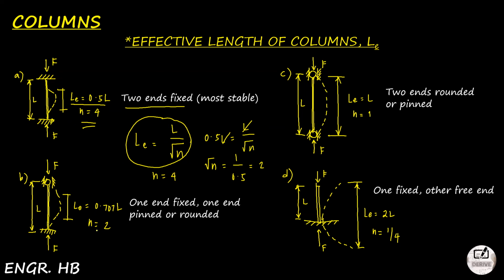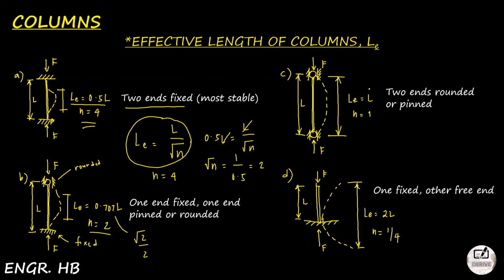So how about this letter B? So kapag ang 1n naman daw ay fixed, ito yung fixed, at ang 1n mo naman daw ay pinned or rounded, so the effective length is 0.707 L and the fixity coefficient is 2. Okay? So you may write this 0.707 as square root of 2 over 2.